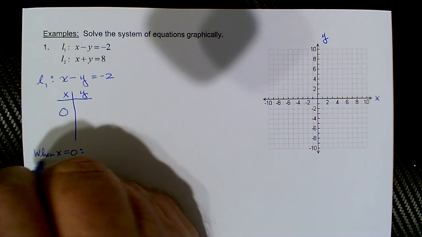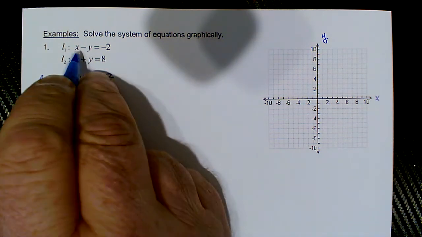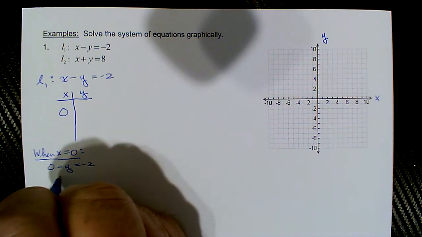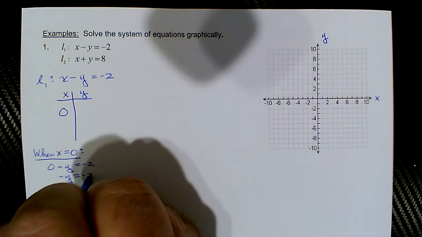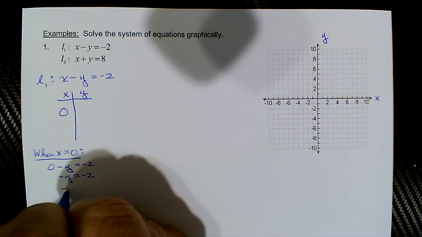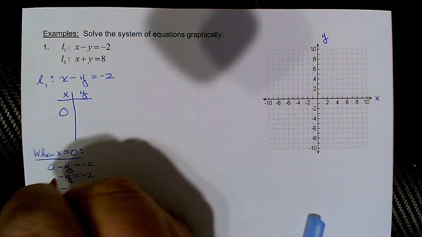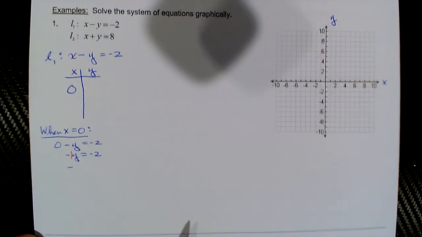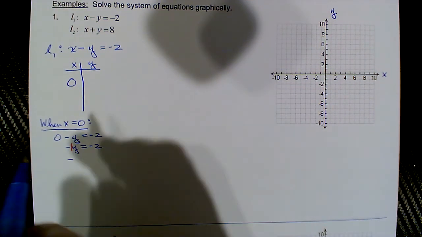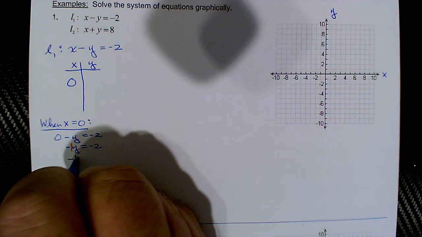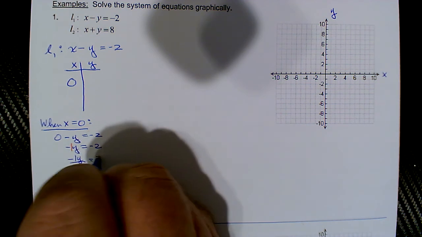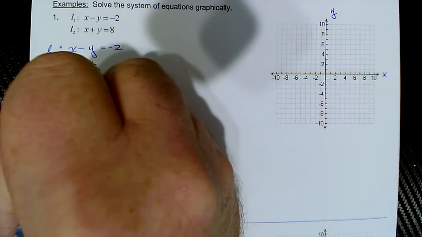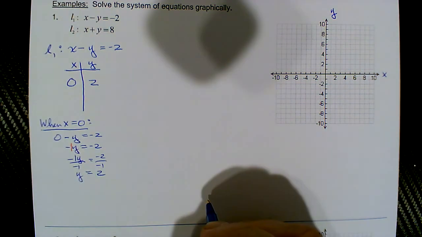So when x is 0, then we have 0 minus y equals -2. So minus y is -2. That's really a -1y, right? If you want to write it in there. And we talked about this before. You could think of dividing or multiplying by -1. I'll do the division by -1. We get y equals 2. So 0, 2 is an ordered pair for that line.